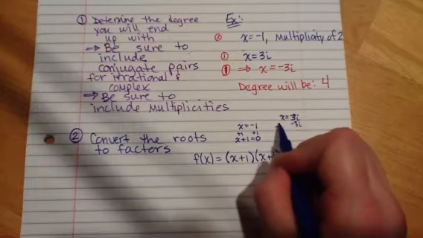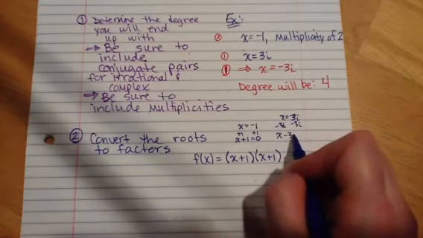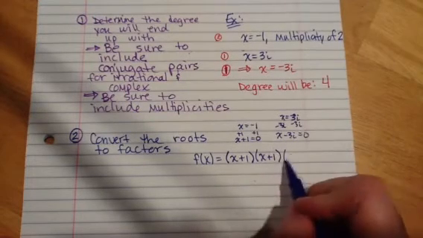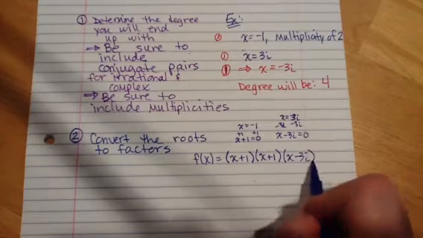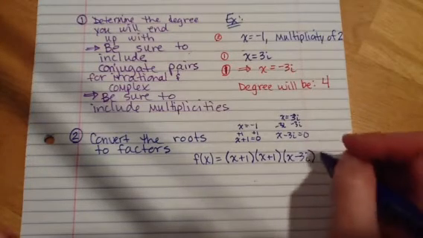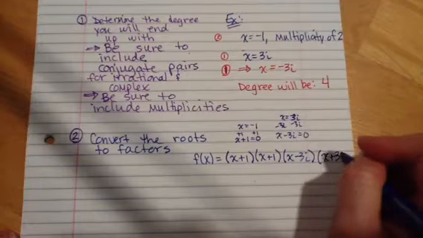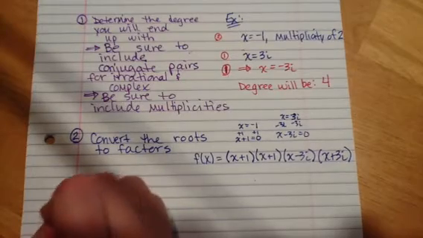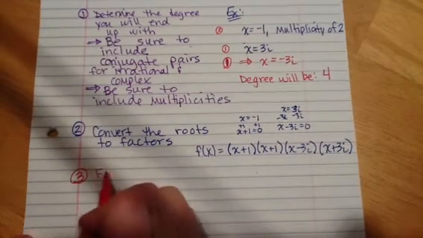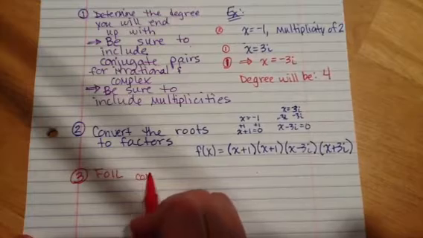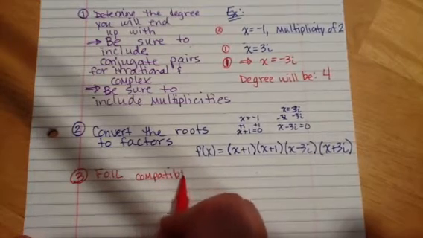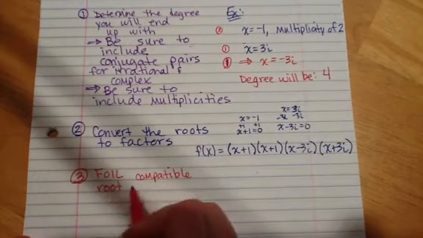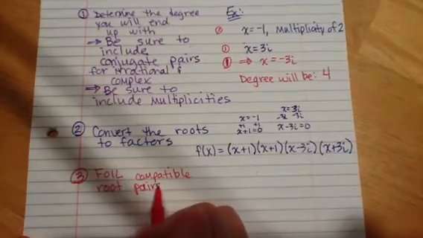X equals 3i. I'll subtract the 3i over, and I get x minus 3i equals 0. So that factor is x minus 3i. And then the conjugate will be x plus 3i. Then the next thing we are going to do is start multiplying that out. So I will say FOIL your compatible roots, the compatible root pairs, I would say.